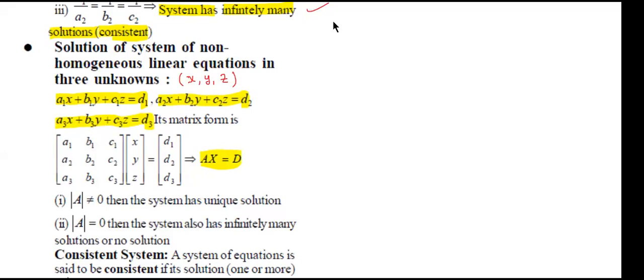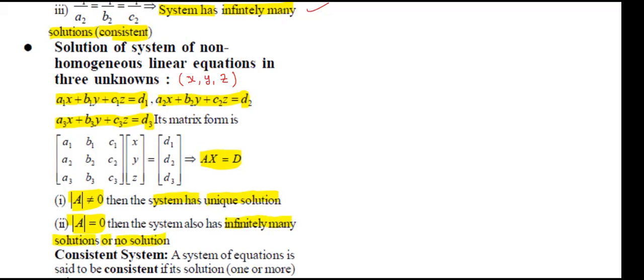Now, what is A? A is the coefficient matrix. X is the variable matrix. D is the constant matrix. Here, this is a shortcut method. Det A not equal to 0 means the system has a unique solution. Det A equal to 0 means the system has infinitely many solutions or no solution. This is a shortcut method.